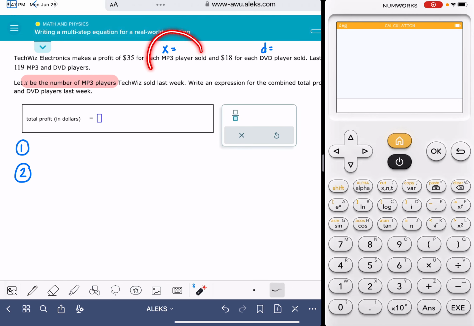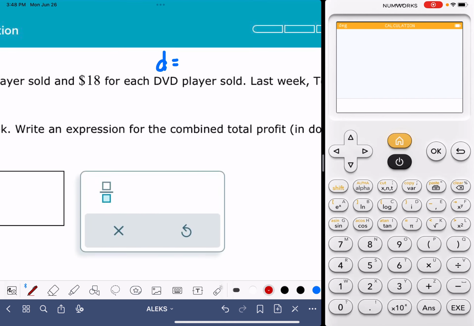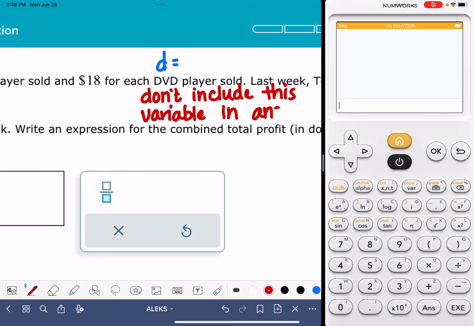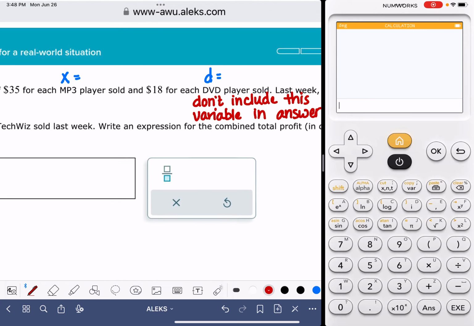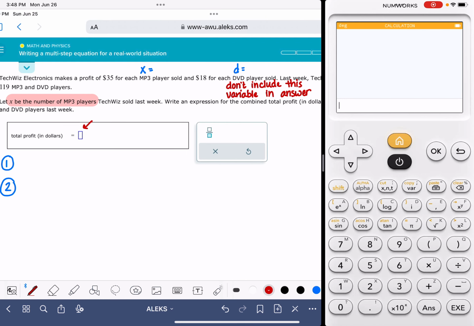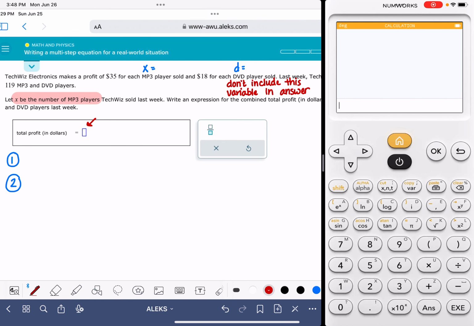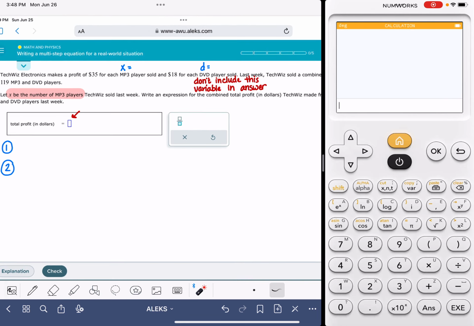ALEKS, like I said, is going to tell you what variable to use for one of your objects. Like mine, it tells me to use X for MP3 player. It's not going to say anything about the other object, and that means that you do not include this variable in your final answer. ALEKS doesn't care about this variable. So don't include this variable in your answer. We're going to use the variable to come up with the answer, but we don't want to include it in the final answer that we put in the box right here. Okay, so like I said, we do need to come up with two equations in order to be able to solve this problem. So we're going to read through this particular problem, see what it says.